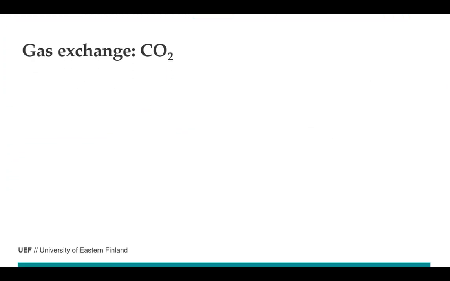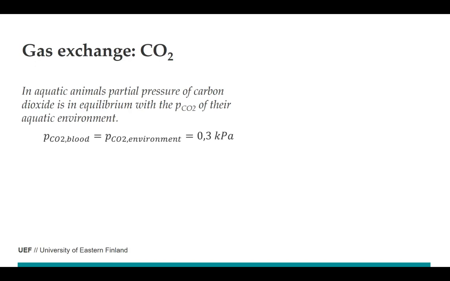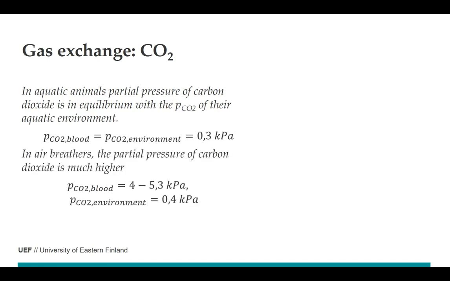Okay, so far we have discussed oxygen, but what about carbon dioxide? Because that's even more important. In aquatic environments, the partial pressure of carbon dioxide is in equilibrium. So you have as much carbon dioxide in the blood as in the environment, in partial pressure. So it's at 0.3 kilopascals.